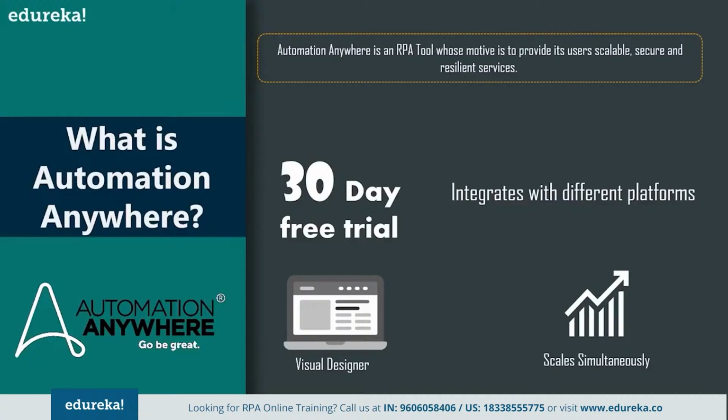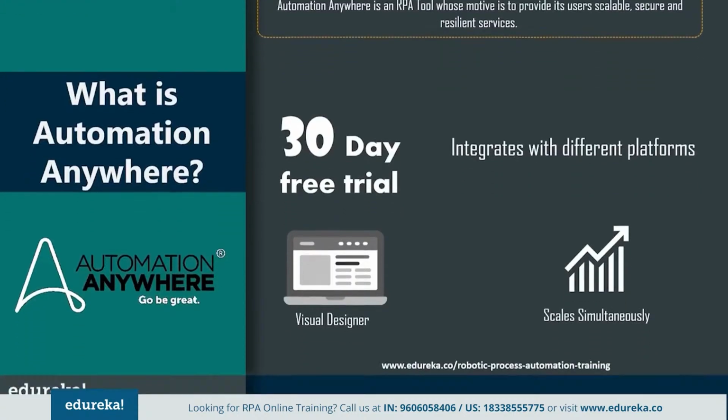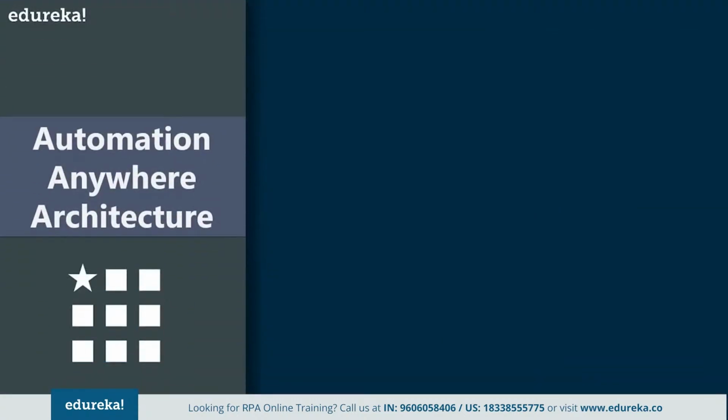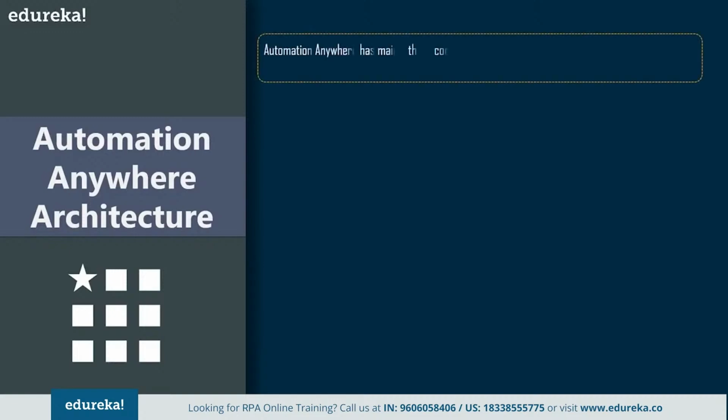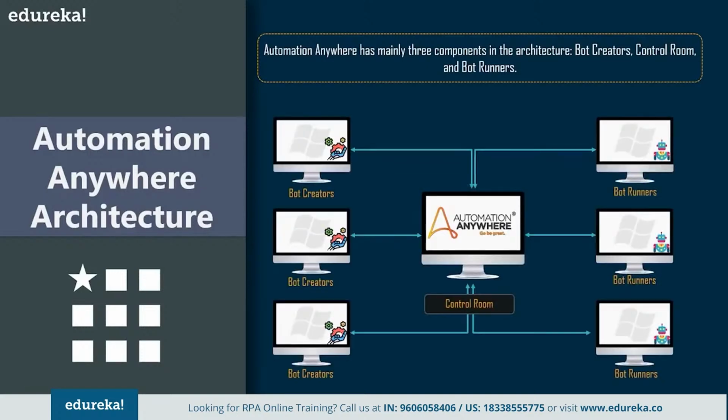So now that I've told you a little bit about Automation Anywhere, let me quickly tell you what its architecture is. Automation Anywhere follows a distributed architecture, which makes sure that centralized management is accomplished via Automation Anywhere's control room. As you can see on the screen, there are three components of this architecture: the bot creators, the control room, and the bot runners, right? Let's discuss each of them one by one.